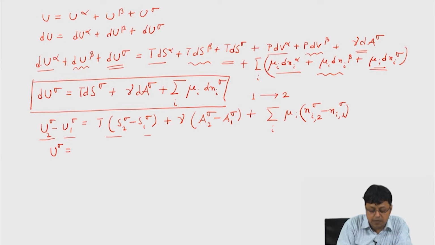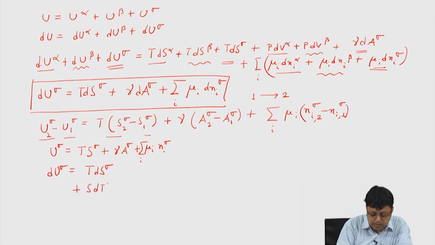So, U is a state function. So, we can also write internal energy as T S sigma plus gamma A sigma plus mu I n I sigma. And now, you can take again the total derivative, and you know how the total derivative is done. So, you have to write T dS sigma, plus there will be a second term which will be S dT sigma.